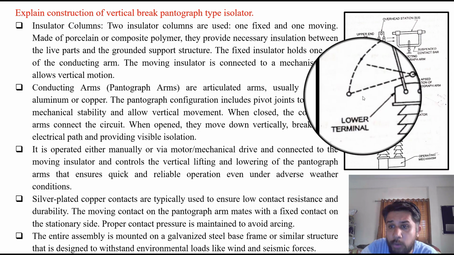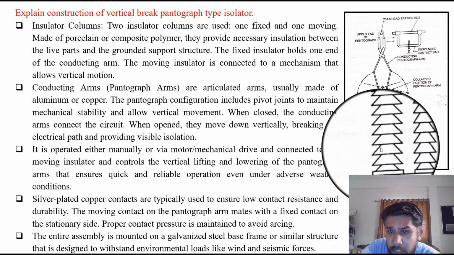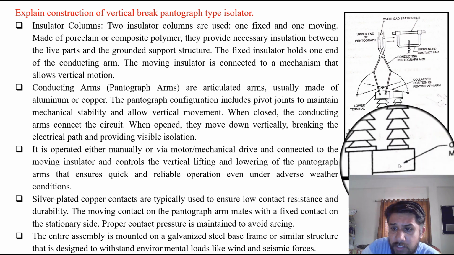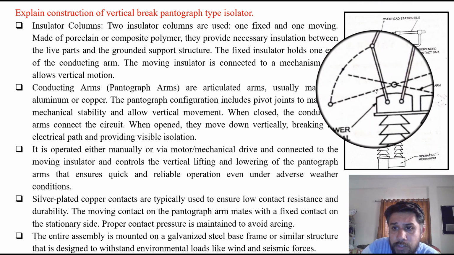So in this figure you can see these are two insulator posts. One is fixed, another is the moving one. This is the moving one. This is the operating mechanism and this is the pantograph structure.